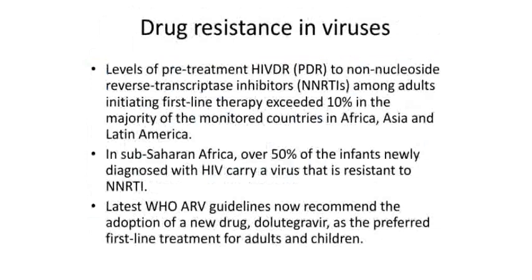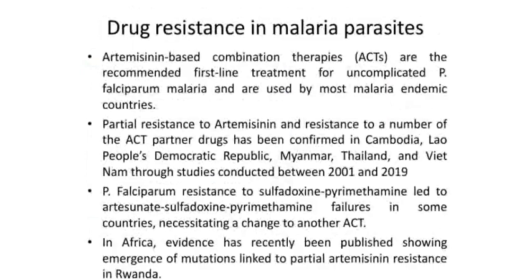The latest WHO ARV antimicrobial resistance guidelines for virals now recommend the adoption of a new drug, dolutegravir, as a preferred first-line treatment for adults and children. So even if we see, the drug resistance is prevalent in malarial parasites also.